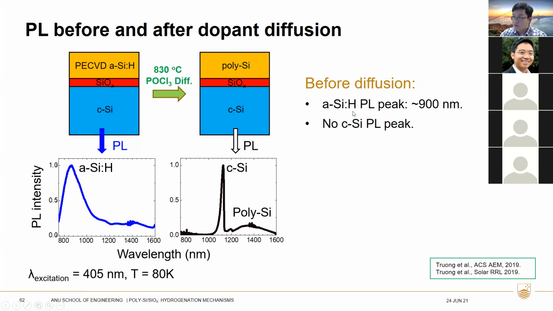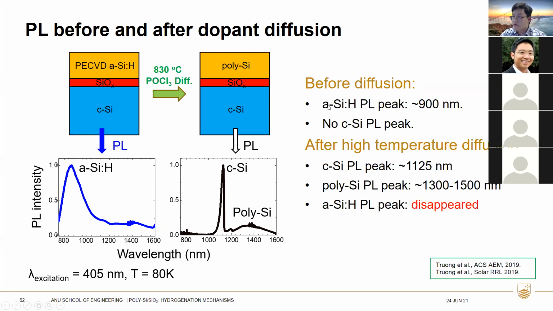Before diffusion, we see a clear hydrogenated amorphous silicon PL peak located at around 900 nanometers, and there's no crystalline silicon PL peak here. But after the high temperature diffusion, we see a clear crystalline silicon PL peak located at around 1125 nanometers, the polysilicon PL peak in the range of 1300 to 1500 nanometers, and the hydrogenated amorphous silicon PL peak disappears. So we can use this phenomenon to track the hydrogen inside the films.